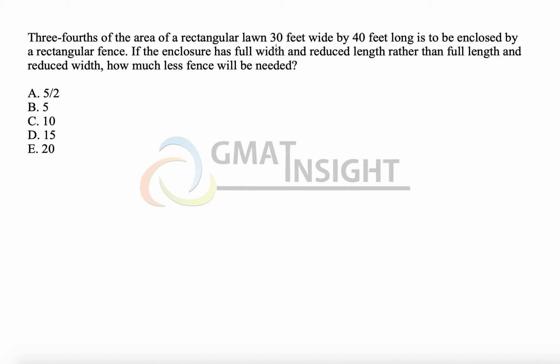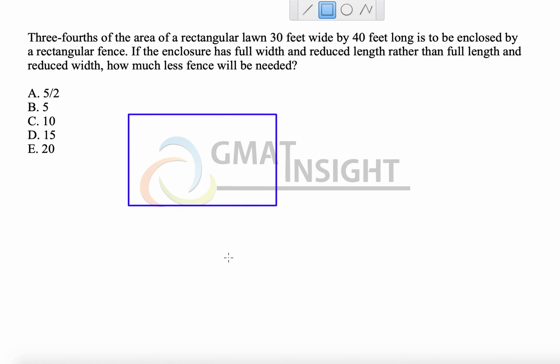3/4 of the area of a rectangular lawn, which is 30 feet wide by 40 feet long, is to be enclosed by a rectangular fence. Okay, so we have a rectangular area, so let's draw a rectangle like this, and it has dimensions. This is 40 and this is 30.